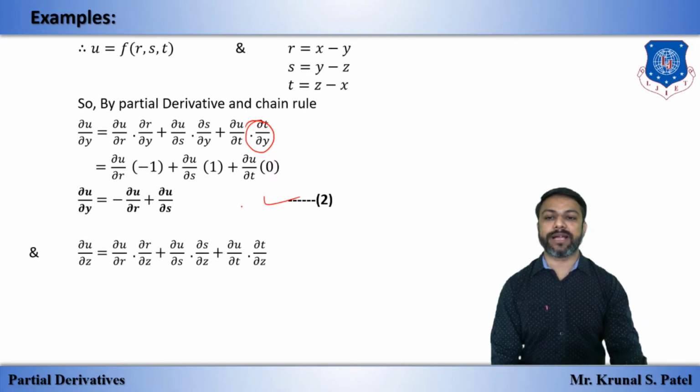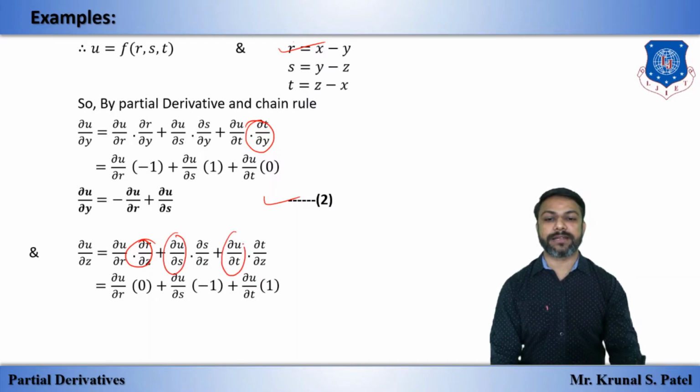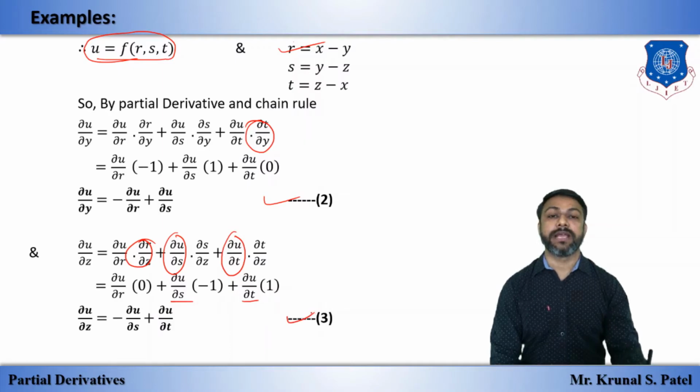Same way we can find with respect to z, and this time r has no z, so this term will be 0. And we have these two derivatives, and we know that del u by del s, del u by del t as it is, because u, which is this function, is only f of this. No particular function is given, that's why. Okay, so by simplifying this, we got equation number 3.